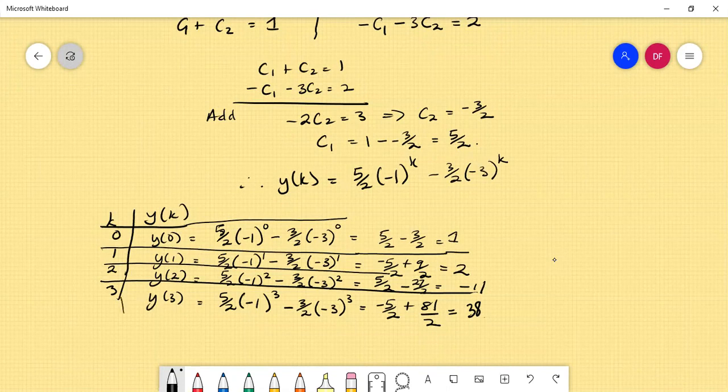So now we have to make a sketch. Oh, I feel like cheating. So never cheat. I'm just going to plot it in Excel. Give me a second.